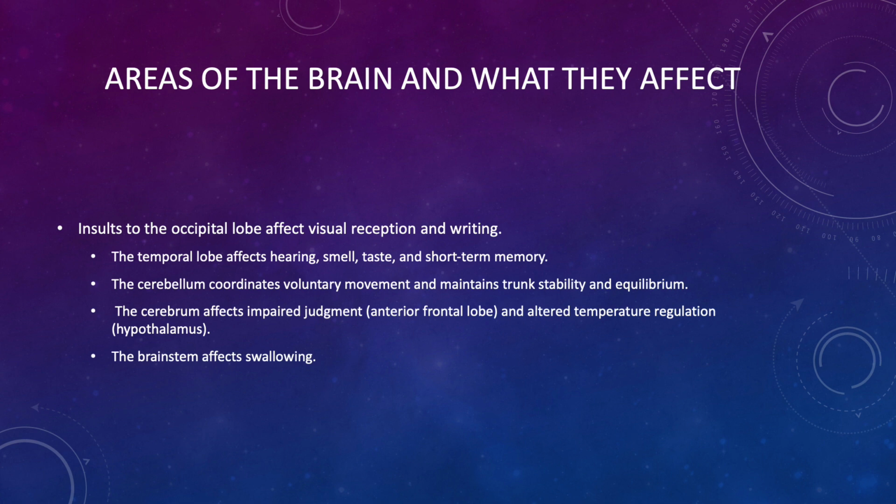The cerebrum is going to affect your impaired judgment. That's in the anterior frontal lobe, and altered temperature regulation is in the hypothalamus.